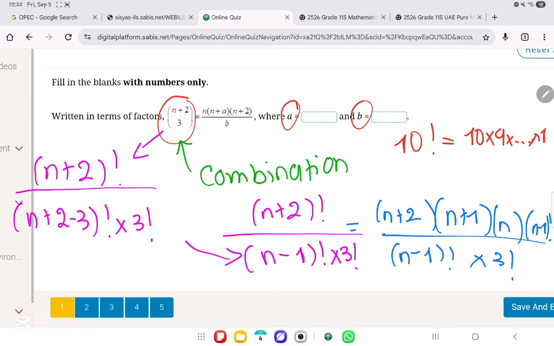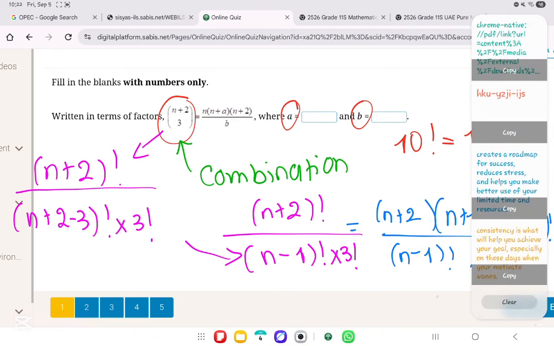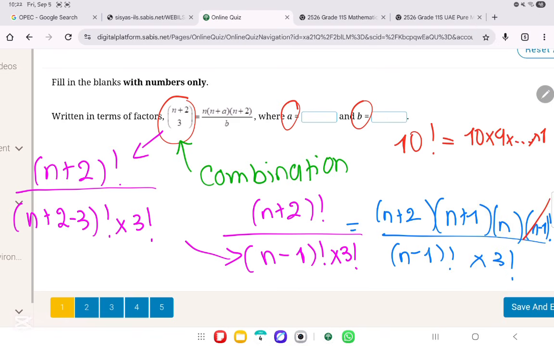What do you notice? What do you have in both the numerator and the denominator? You have n minus 1 factorial in common, so you can very simply, excuse me for this, cancel these out, right? So you can cancel out n minus 1 factorial and n minus 1 factorial in the numerator and denominator.